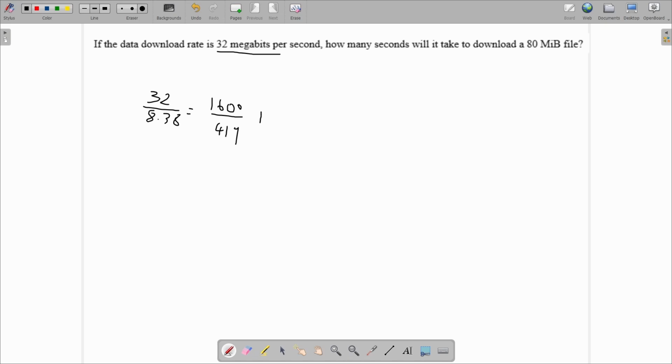Which is the number of MiB per second. To get 80 MiB per second, you just need to multiply 1600 over 419 by x. So for x, you should end up getting approximately 20. X should be approximately 20. For more accuracy, I do suggest converting 32 megabytes to megabytes using an online converter.